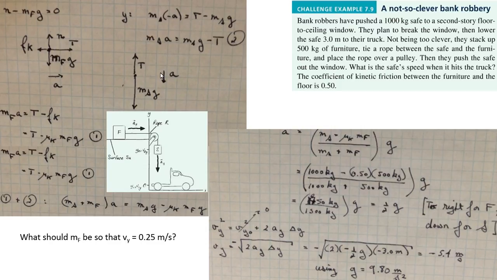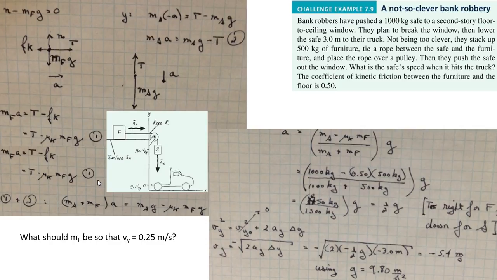Then we can write a Newton number 2 in the y direction. There are no x forces acting on the safe, and since the acceleration is down, similar to the Atwood machine problem, we're going to write the Newton number 2 as m_s times minus a is equal to T minus m_s g. This is the weight acting downward, and so we can multiply through by minus 1 and get m_s a equal to m_s g minus T.